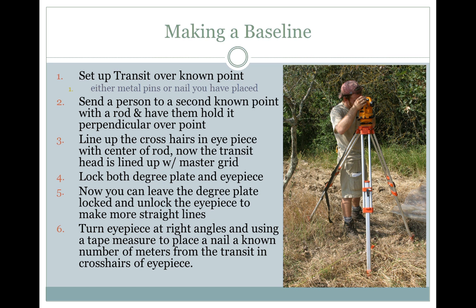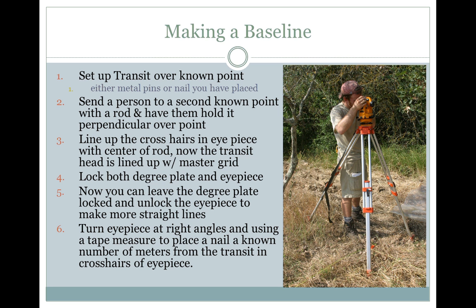All right, so a common thing we do is make baselines, and it's basically creating those imaginary lines of the master grid, actually creating physical lines for our work. So we can set up the trenches. So typically we set up the transit over a known point, either the metal pins that are around the hill or a nail that you have placed. Don't use old nails because they've probably been knocked out. And then you end up sending a second person to another known point with a rod and have them hold it perpendicular over that point.